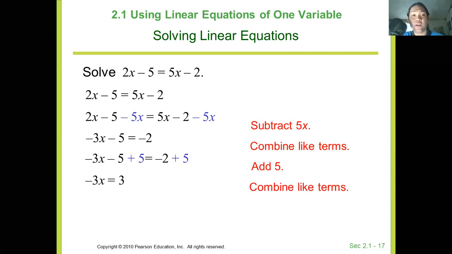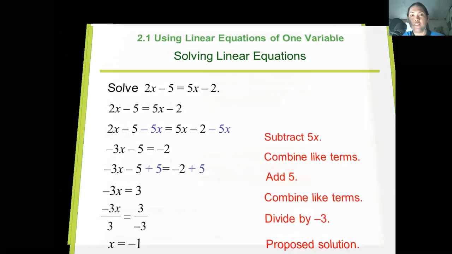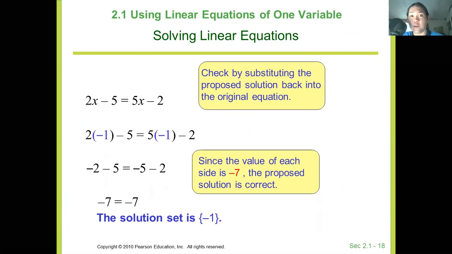And after that, what will we do? Divide both sides by negative 3 and that gives you x is equal to negative 1. So that's our proposed solution, negative 1. If we want to check it, again, go back to the original equation and substitute the proposed solution, which is negative 1, as you can see in the blue mark.